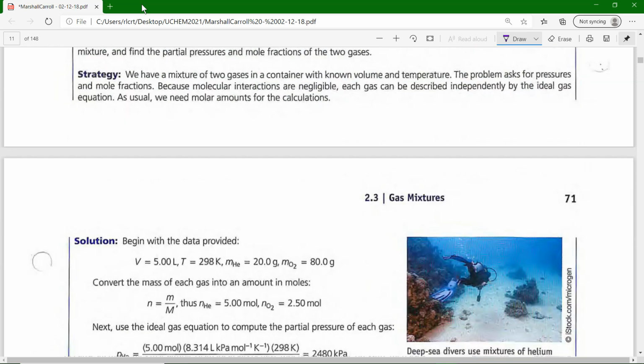Okay, so let's look at it. Begin with the data involved. Everything's being put into a 5-liter tank. The temperature is staying at 298 Kelvin. You're charging the tank with 20 grams of helium and 80 grams of oxygen.